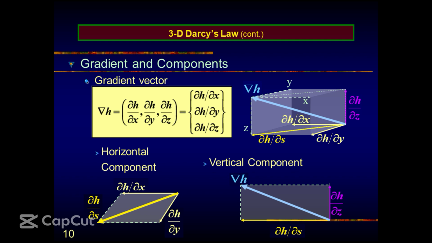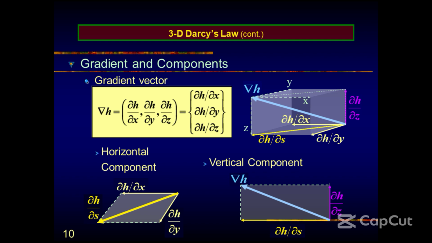The gradient. This is hydraulic gradient. No. Which one is the hydraulic gradient? The one pointing upward? No, this is the gradient. This is the gradient. Pointing towards the direction of what? Greatest increase, isn't it? Which is upward, isn't it? Yes. Downward is greatest decrease. Am I right? Yes. Okay.